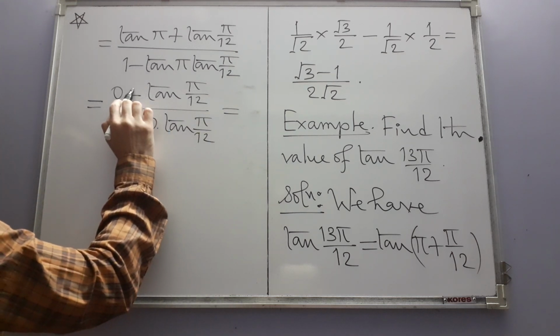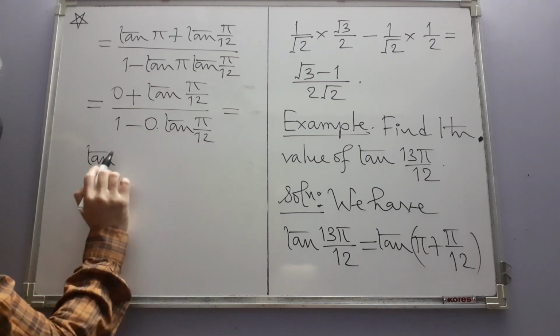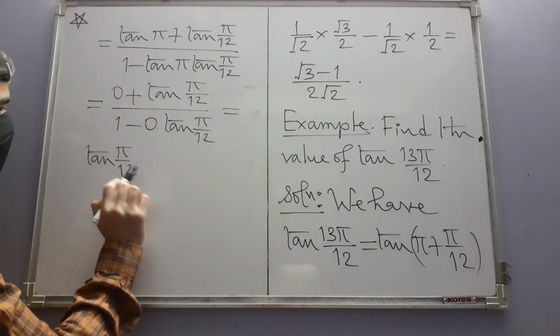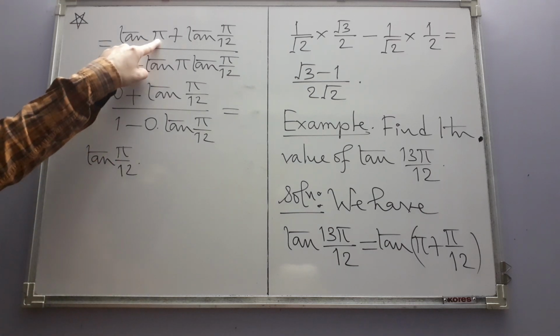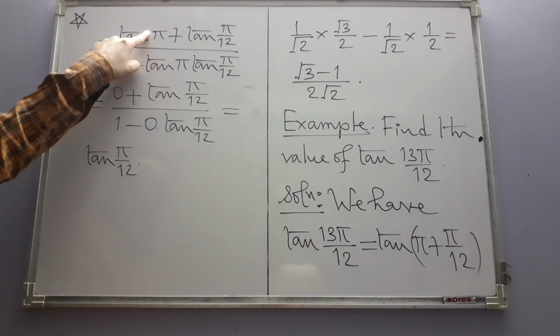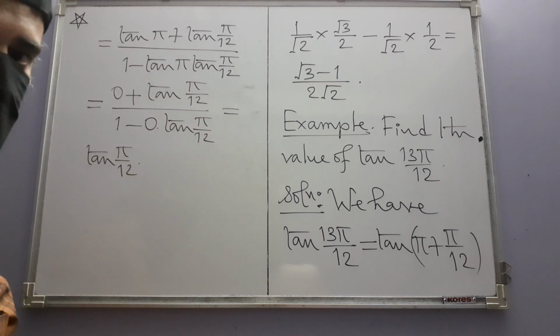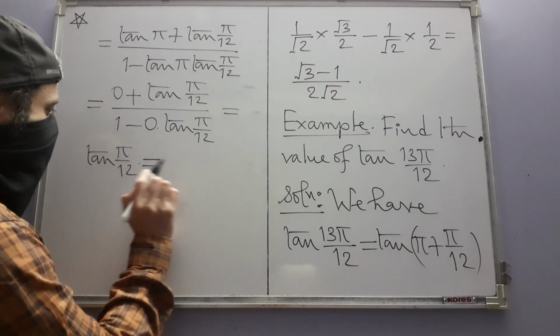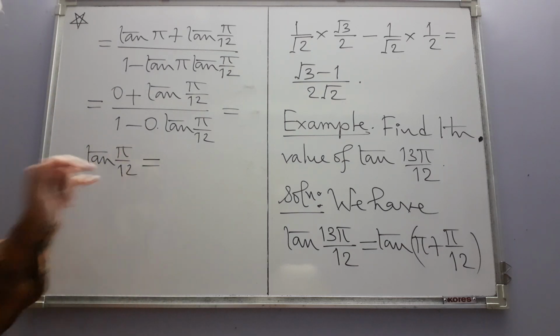see, this is how we make mistakes. Tan pi over 12. Oh, and one more thing. Why is this 0? Because tan pi is sin pi divided by cos pi, and sin pi is 0. That is why. But now this is not a known angle, so what should we do?